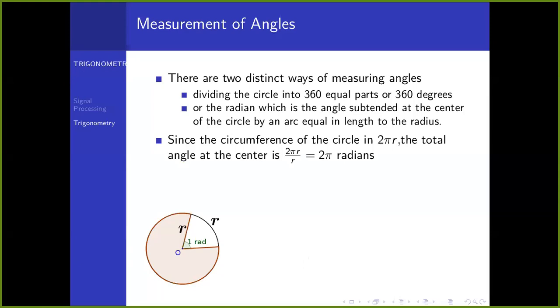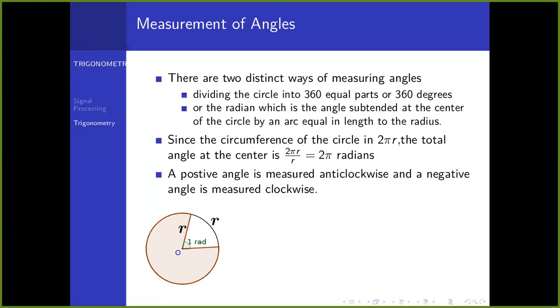Now, because we know that the circumference of the circle is 2 pi r, it means the total angle at the center should be 2 pi r divided by r. So that will be equal to 2 pi radians. Radians are very useful to work with, especially when you're working with calculus. Later on, you will have to work with radians. You can't work with degrees, but we shall work with degrees for most of this class.